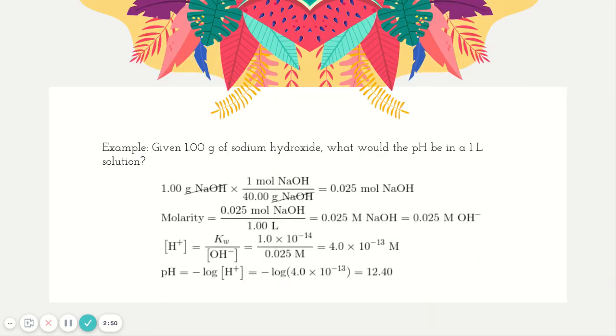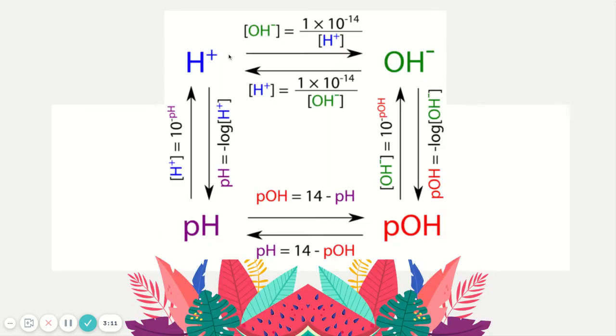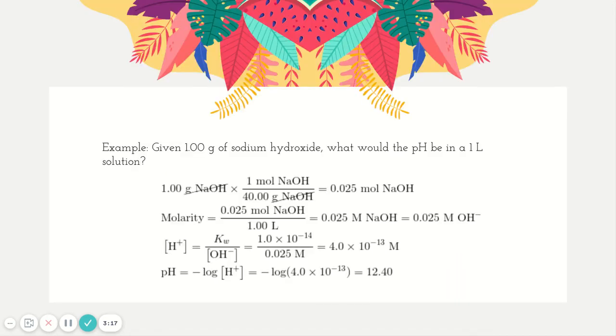Here's an example. You'll see more examples in the linked notebook. But here's just one that's written out, and I'm just going to talk about it a little. It says, given 1 gram of sodium hydroxide, what would the pH be in a 1 liter solution? As we know, concentration is moles of the solute over liters of the solution. I would do this all in one step. This person didn't, but you would take your mass of sodium hydroxide, convert it to moles, then divide that by the volume of the solution to get the concentration.